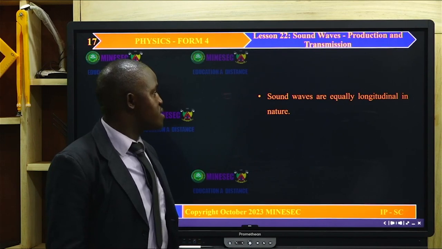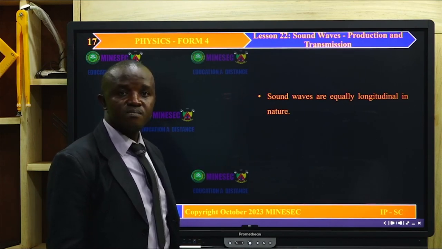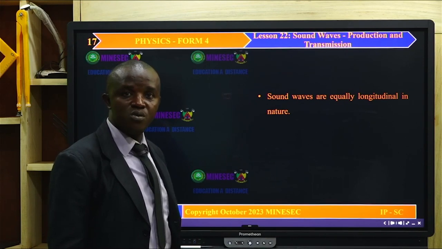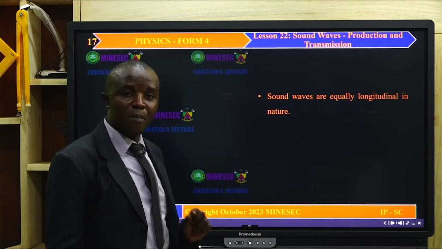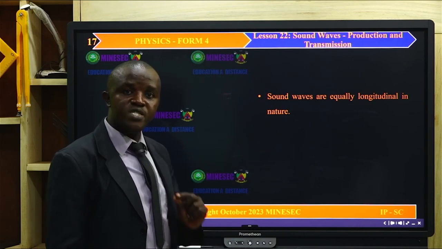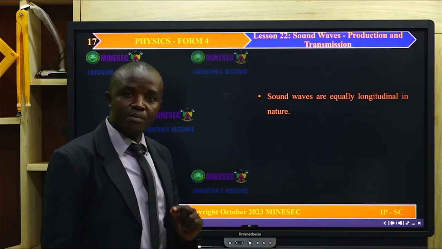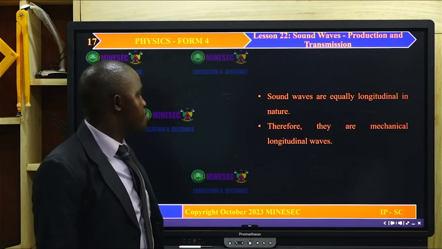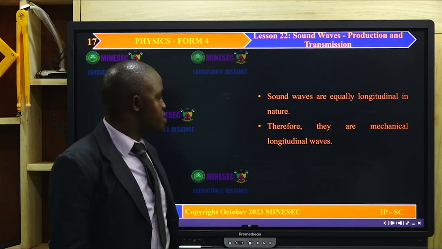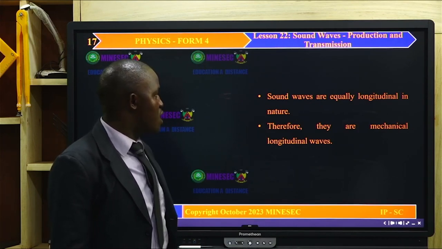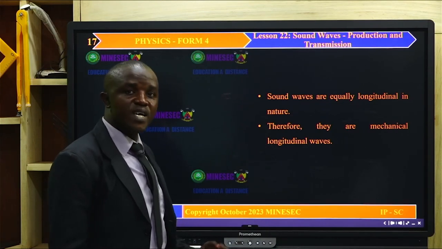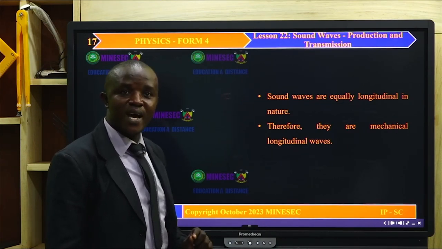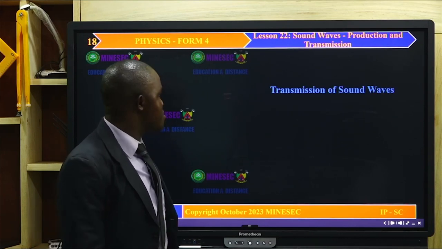Sound waves are equally longitudinal in nature. We just explained a while ago what longitudinal waves are: that the wave travels in a direction parallel to the direction in which the particles of the medium vibrate. Therefore, sound waves are longitudinal in nature, sound waves are mechanical in nature, and the reason for which we say they are mechanical in nature, I have explained to you.